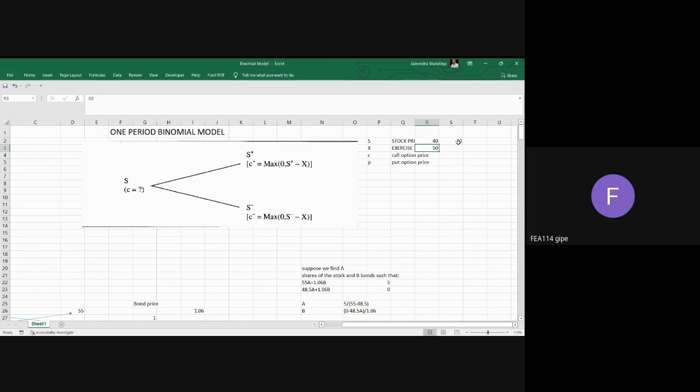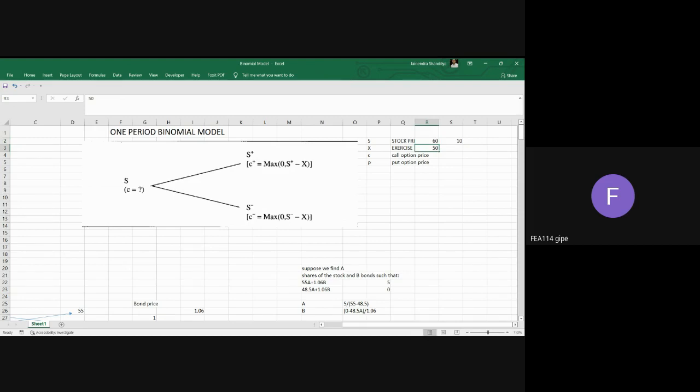As I told you, there cannot be anything like minus. So what if I write it like this: maximum of 0 and stock minus exercise? Then I get a value of 0, because it cannot take the negative. Now if I change it to 60, it will give me a value of 10. So this is how we calculate S plus and S minus.